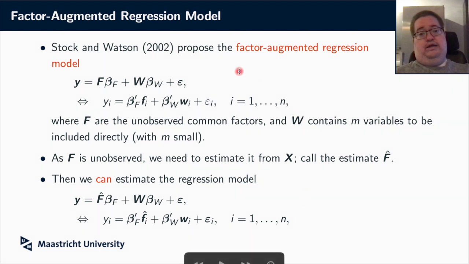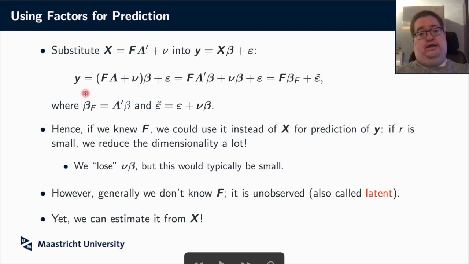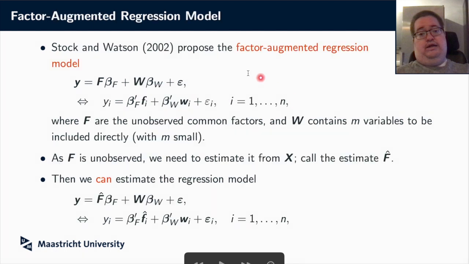Now let me go to the seminal paper of Stock and Watson, or actually the two papers in 2002, where they proposed the factor augmented regression model, which is very similar to the expression we have here. So they directly move to the final expression, where they don't first say y on x, but instead directly go to y on F, with F being unobserved, plus adding some variables W, which you anyways want to include directly.